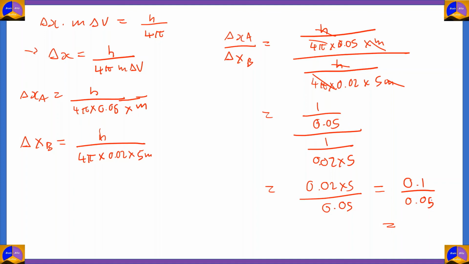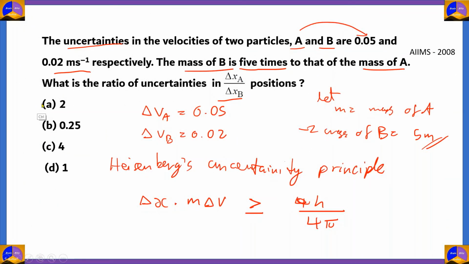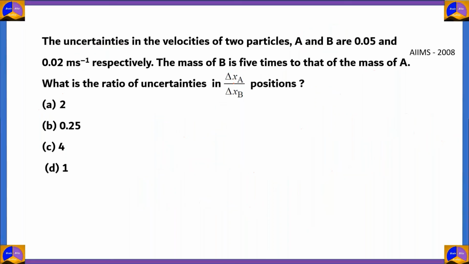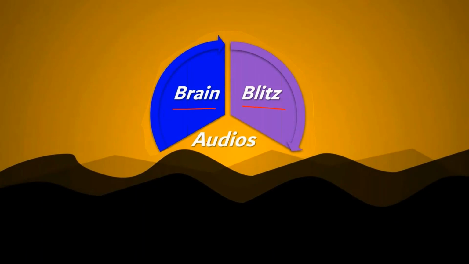Multiplying 100 on both the numerator and the denominator, we get 10 by 5. So therefore, delta XA divided by delta XB will be equal to 10 by 5. 5 goes into 10 twice, that is equal to 2. So therefore, option A, 2, is the right answer for the ratio of uncertainties, delta XA divided by delta XB. So that concludes this episode of NEET preparation.